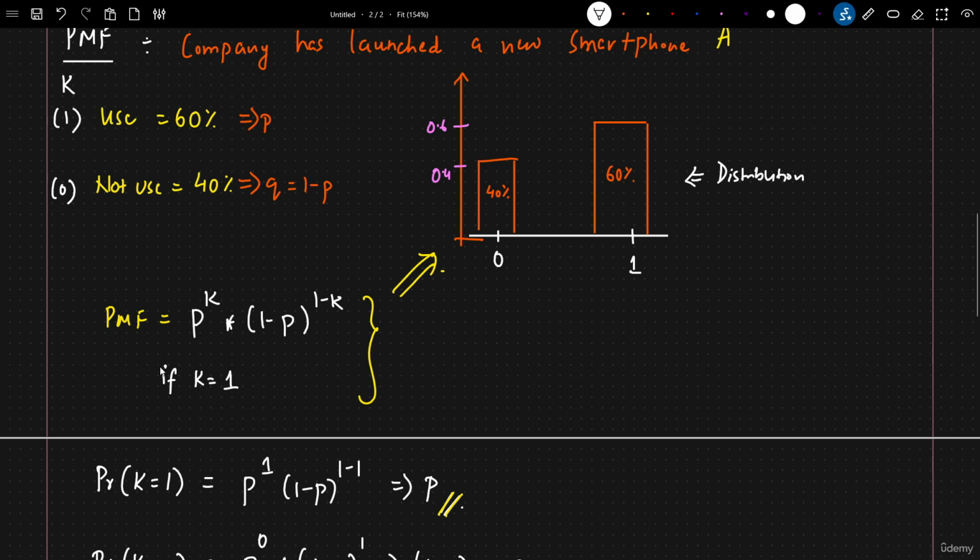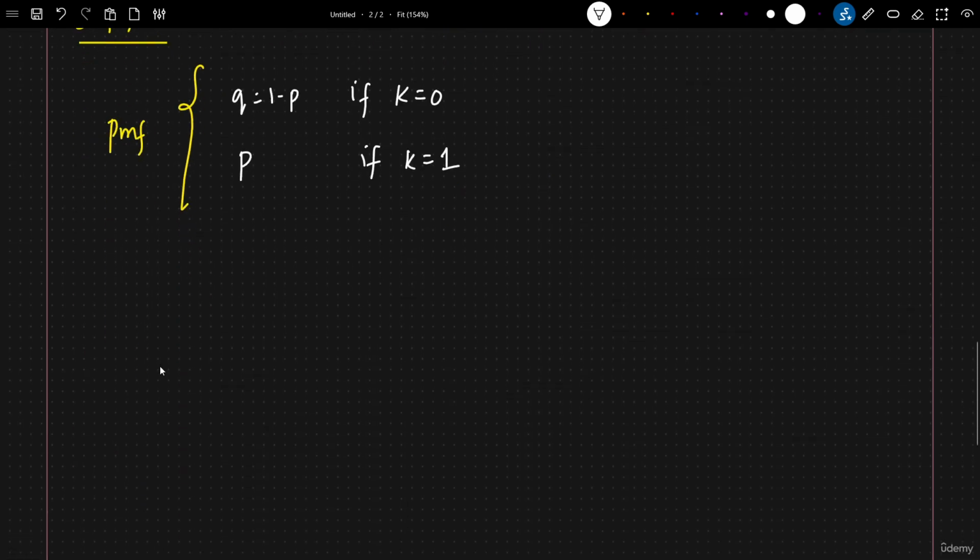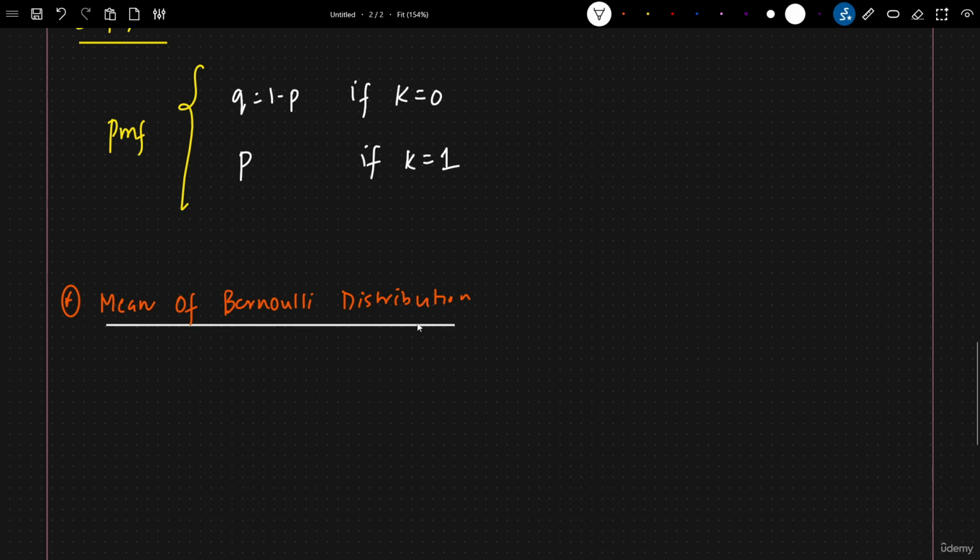Now, since we already calculated the PMF, let's find out how to calculate the mean of this Bernoulli distribution. Now, this is really important. How do we calculate the mean of Bernoulli distribution? For every distribution, you have some kind of mean, median, mode, right? Variance, standard deviation. So let's go ahead and talk about this. What is the mean of this Bernoulli distribution?